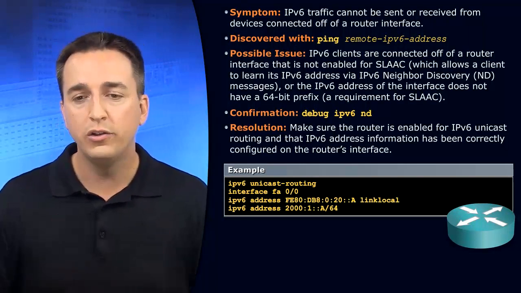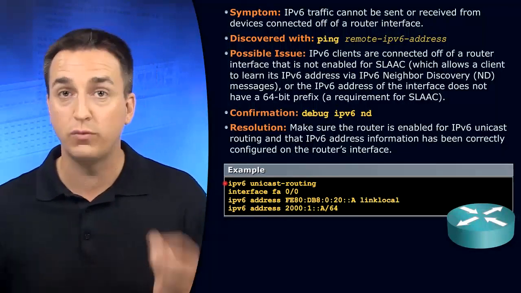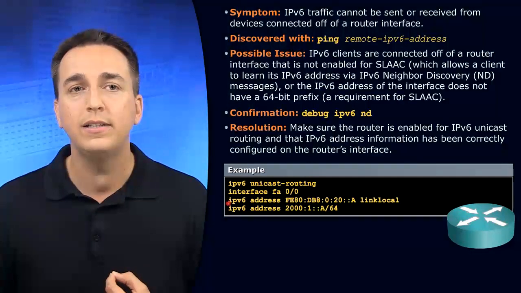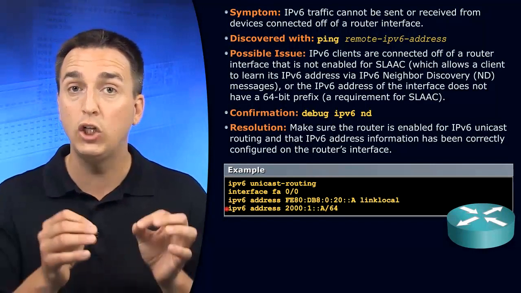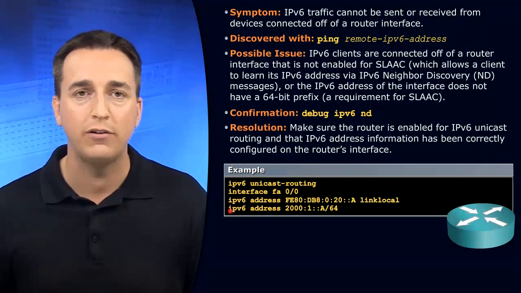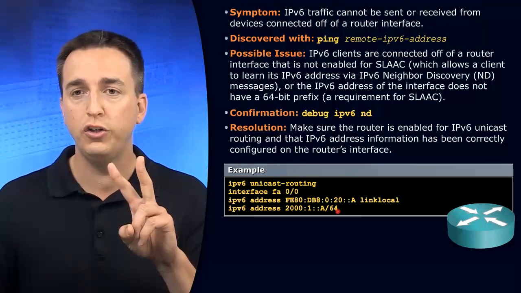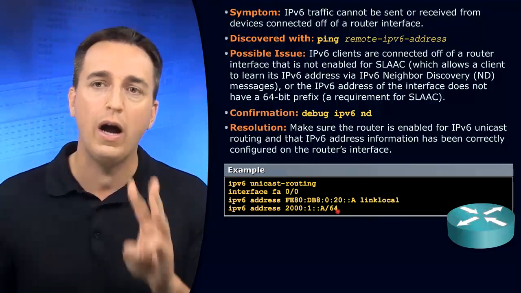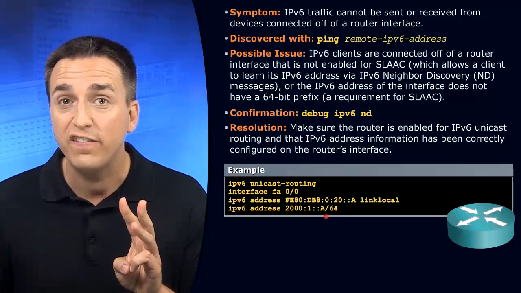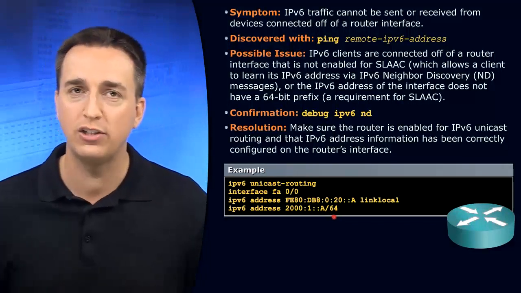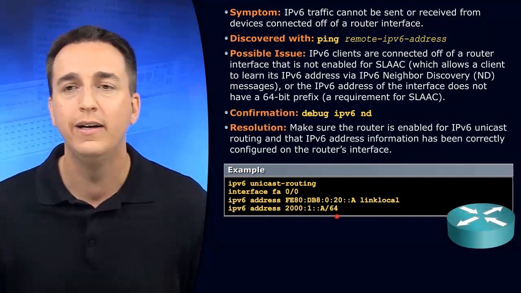It's the router. So a router, first of all, needs to be running IPv6 unicast routing. In addition to that, it has to have an IPv6 address assigned to that interface. So a global IPv6 unicast address, in this case, is 2001:1:A/64. So those are the two requirements. There is a third requirement as well. And that third requirement is that the prefix has to be a /64. It has to be. So those are three things you need to look out for while troubleshooting SLAAC.